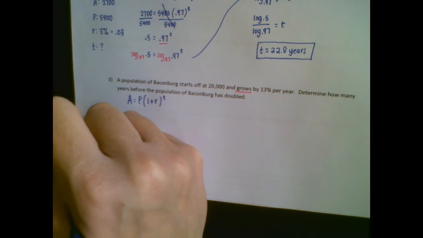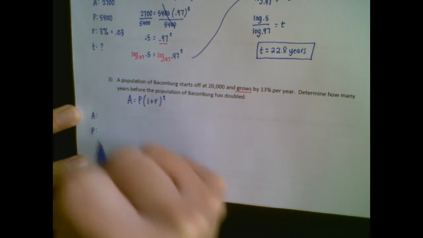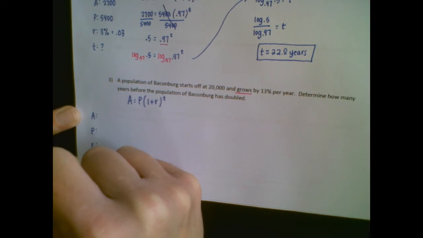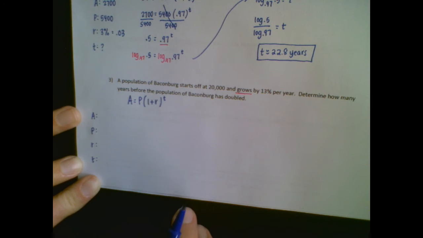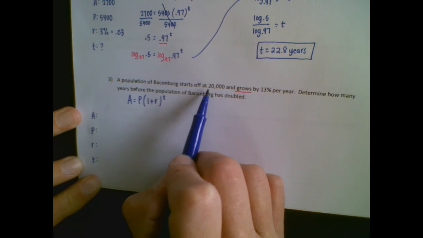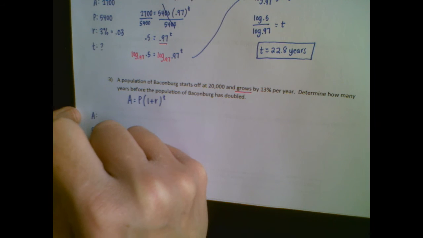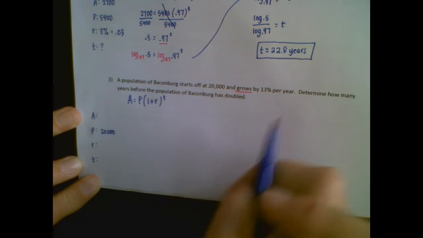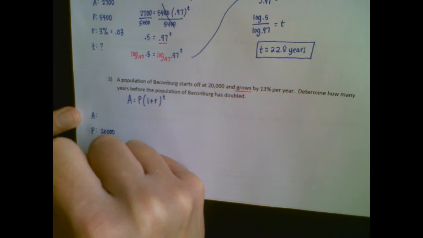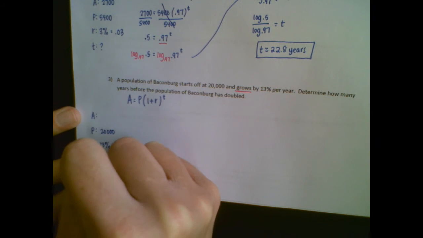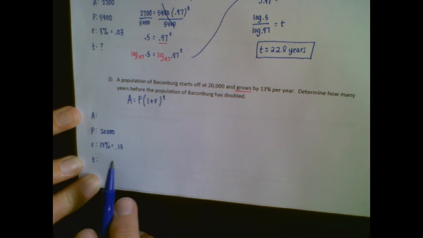So I'm going to go ahead and label out what I have here. So A, P, R, and T. So we're starting at 20,000. 20,000 is our starting or our initial value. So I'm going to put that as P. We're growing by 13%. That's a rate. Again, I'm going to write that as a decimal. So 13% is equivalent to 0.13.